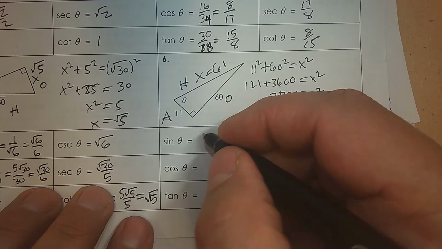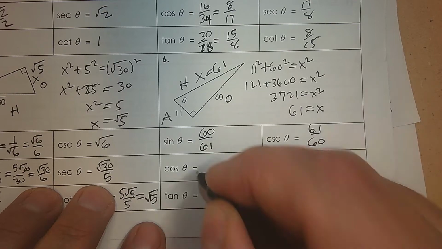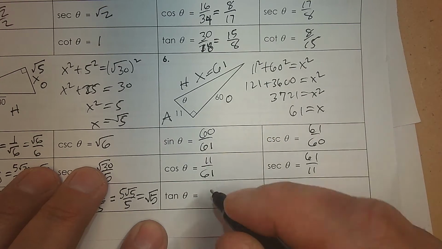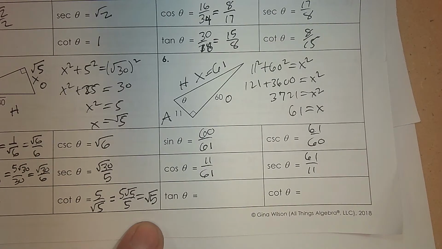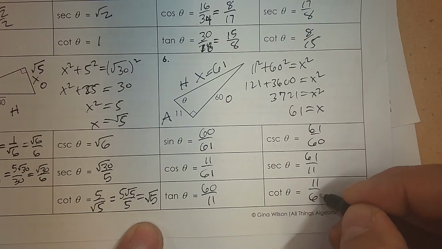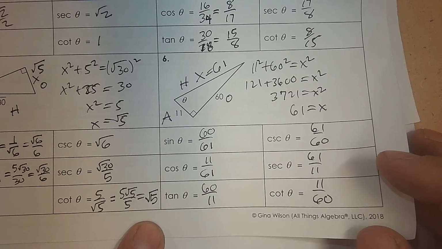Sine is opposite over hypotenuse, and then the reciprocal. Cosine is adjacent over hypotenuse and the reciprocal. Tangent is opposite over adjacent and the reciprocal. The more you practice, the more intuitive it gets and the better you'll remember the definitions.